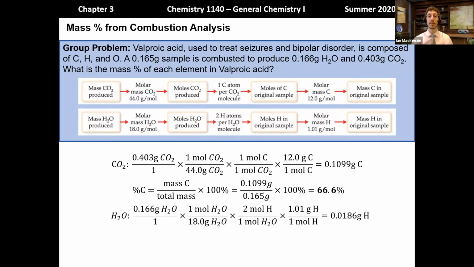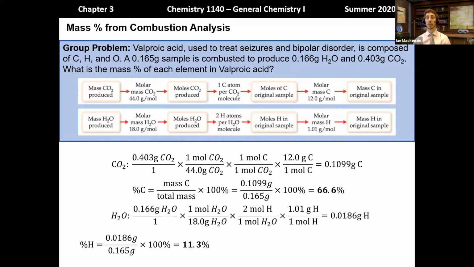I can repeat the same process for hydrogen and using the mass of water, convert the mass of water to moles of water. I just have to pay attention that there are 2 moles of hydrogen for every 1 mole of water because there are 2 atoms of hydrogen for every 1 molecule of water. And then when I'm converting from moles of hydrogen to mass of hydrogen, I simply use the atomic weight of hydrogen, not H2, just of hydrogen. I come out with a mass of 0.0186 grams of hydrogen, and I can figure out the mass percent of hydrogen from there as well.